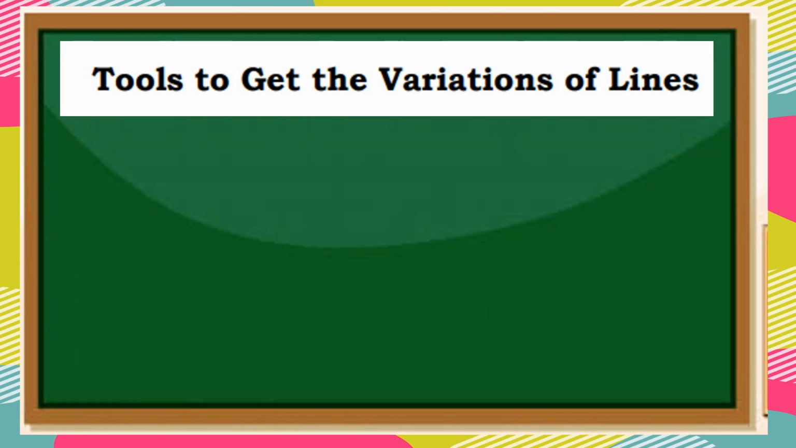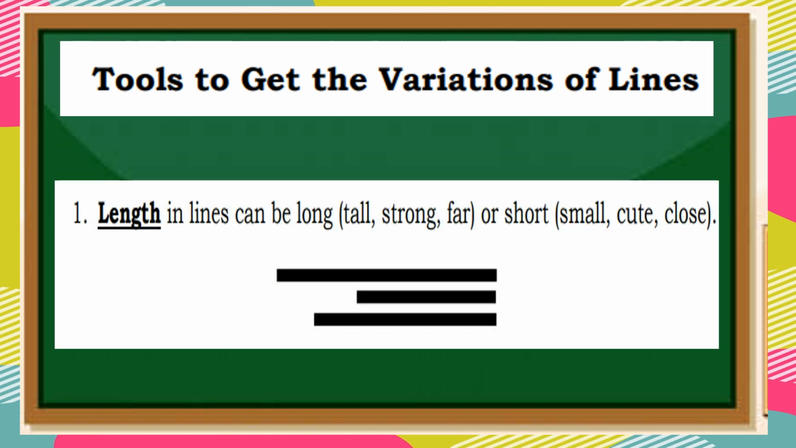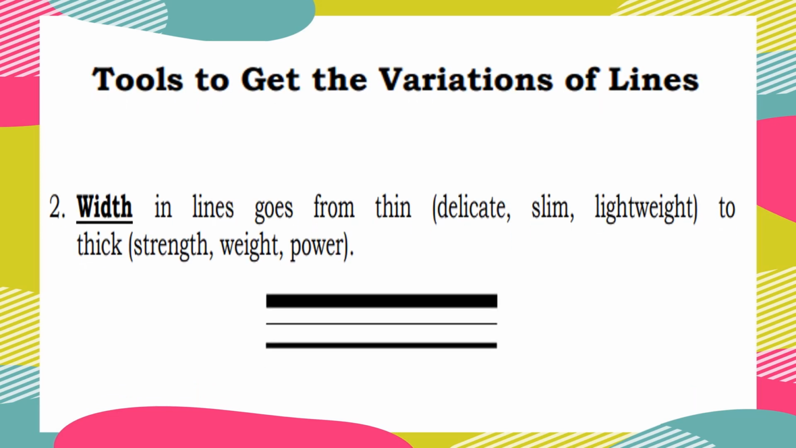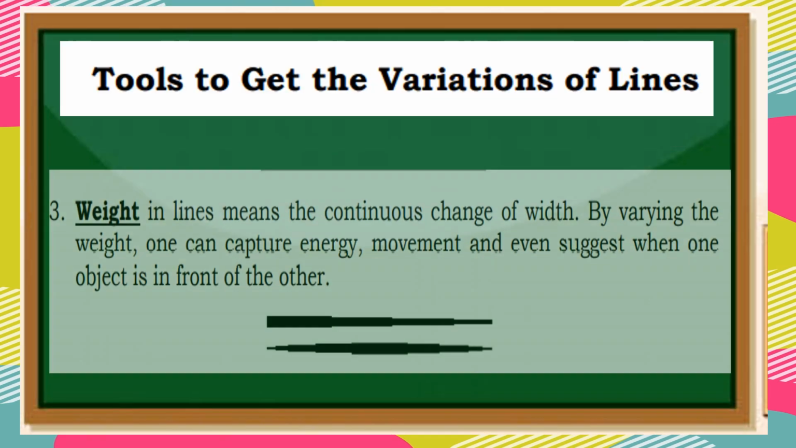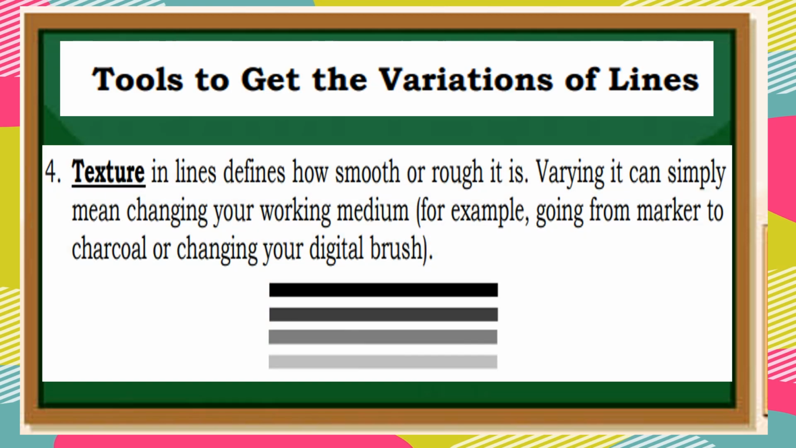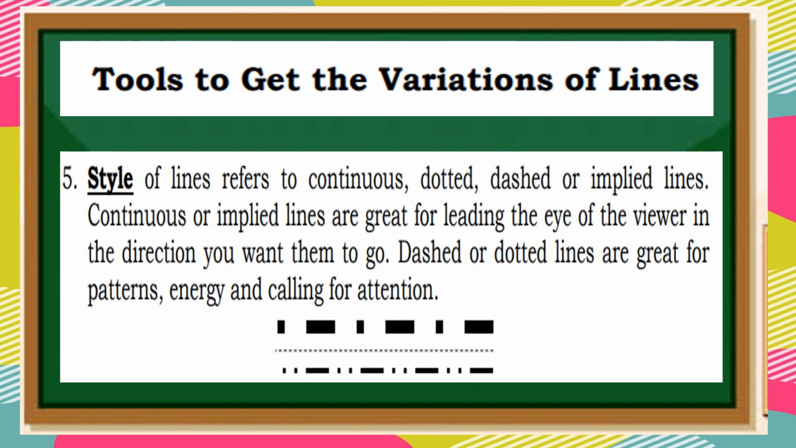And here are the tools to get the variations of lines. We have length, the width, weight, the texture, and the style.